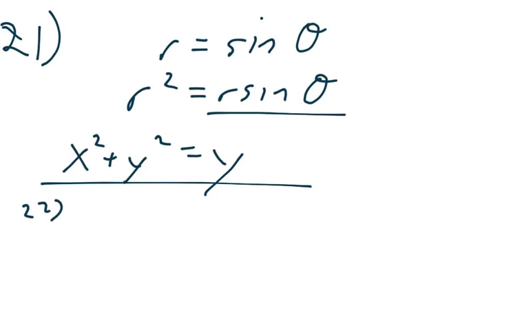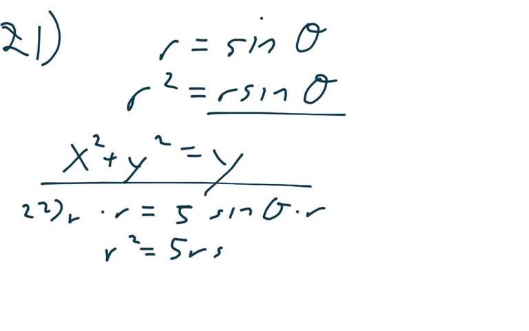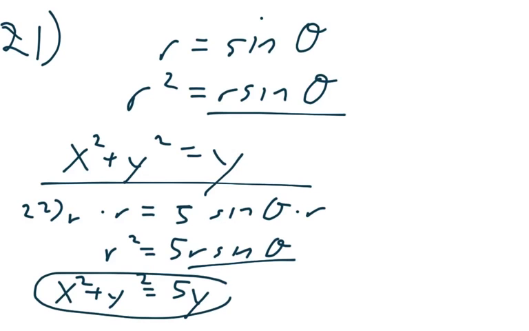For 22, it's the same thing, except we got 5 sine theta. So once again, we multiply both sides by r. So we got r squared equals 5r sine theta. X squared plus y squared equals, that is the same thing as, y. And that's it.